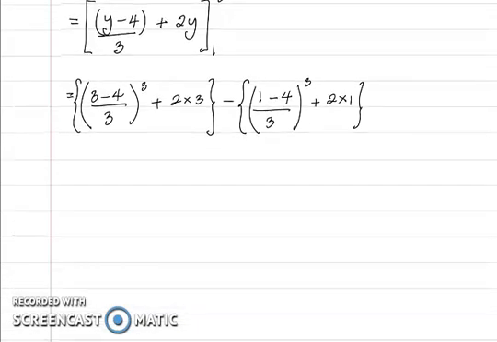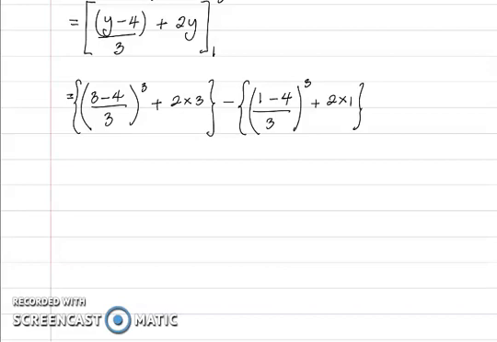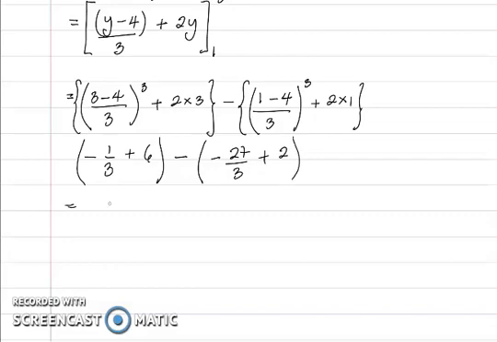So if I take away 4 from 3, I get minus 1. Minus 1 to the third power is minus 1. So this is minus 1/3 plus 2 times 3, which is 6, minus, we have 1 minus 4 is minus 3, minus 3 cubed is minus 27 over 3 plus 2 times 1, which is 2. All right, so we're going to end up with 5 and 2/3 here.